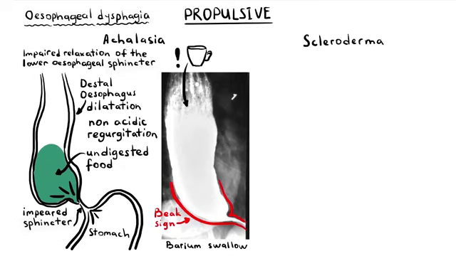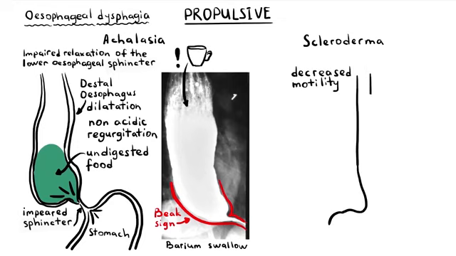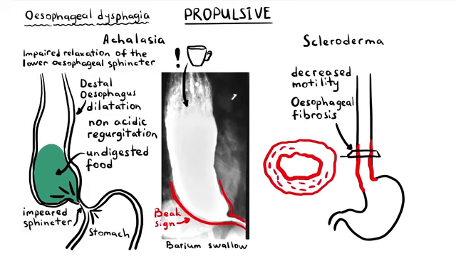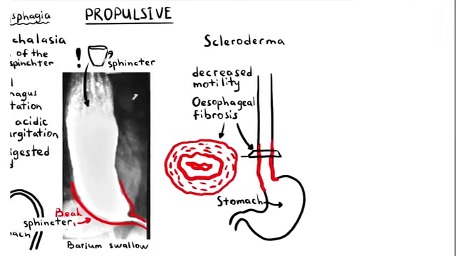Scleroderma is associated with decreased motility of any part of the gastrointestinal tract, but it more commonly affects the distal end of the esophagus. Scleroderma is a condition characterized by fibrosis of the skin and internal organs. Hence, in the esophagus, it causes smooth muscle atrophy and fibrosis. Dysphagia is an extremely common complication of scleroderma.